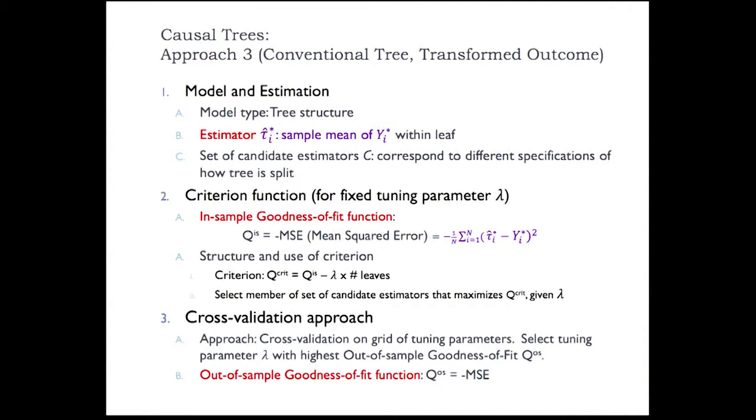So in the case of a tree, my estimator, a tau hat of x, would be the average of yi star within a leaf. So if I have a leaf of male economists in the room, then I'm going to take the average of their yi stars, and that's going to be my estimate of the treatment effect for that leaf of male economists. I can use yi star also for my in-sample and out-of-sample goodness of fit measures. It's an unbiased estimate, but it's a very high variance estimate.